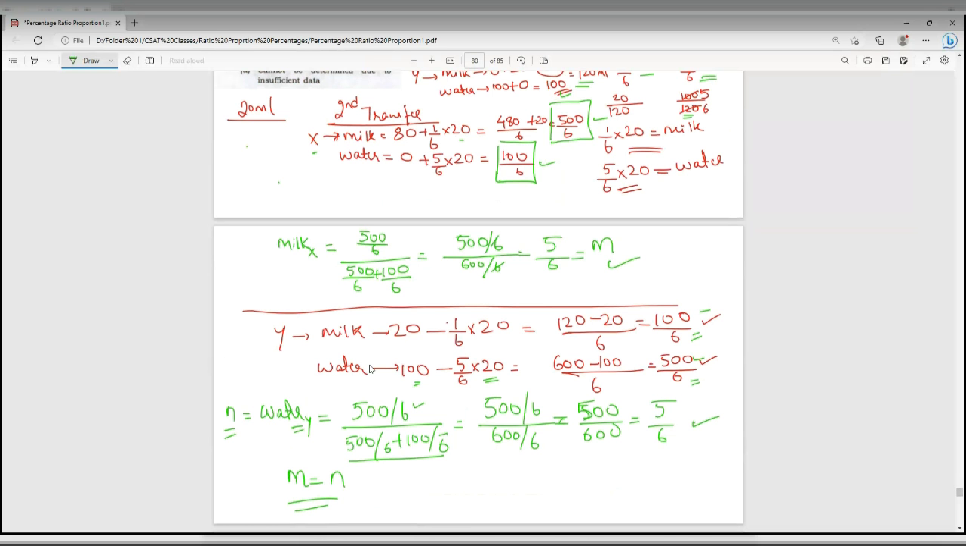Total will be 600/6, out of which 500/6 is water. So 500/600, that is 5/6, would still be water. So the proportion of water is 5/6. In X, we need to find the proportion of milk.